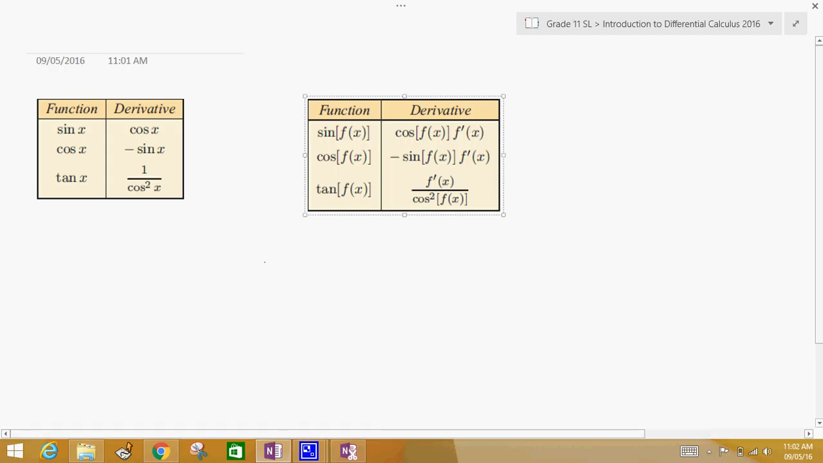Today we're looking at finding the derivative of sine, cosine, and tan x. So let's just get to it.